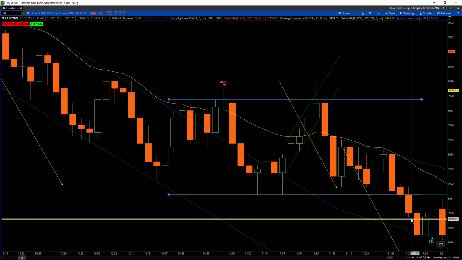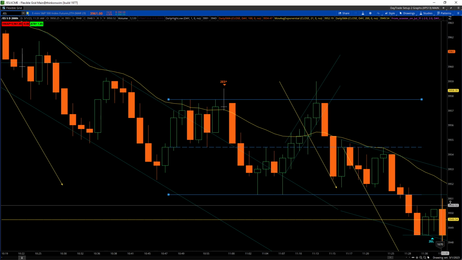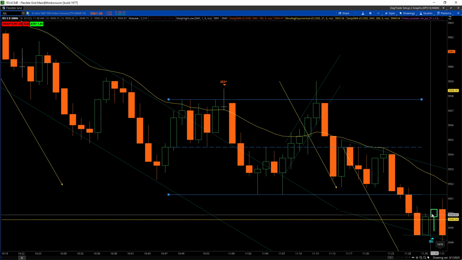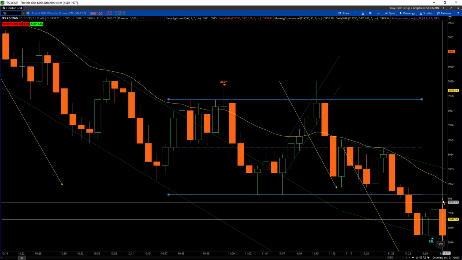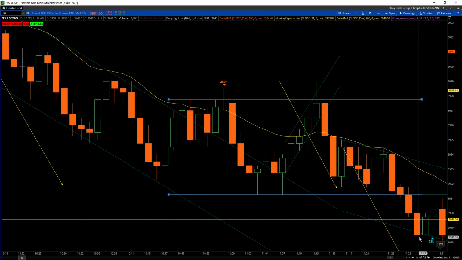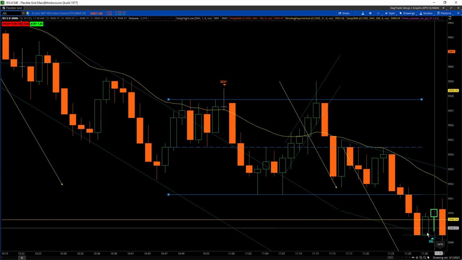I like the signal bar, and I waited for the next. I like this signal bar here. I waited for this one to close, and then I entered one tick above right here. The next candle fills me and immediately takes me out because my stop was down here. I thought it was a small risk to take.